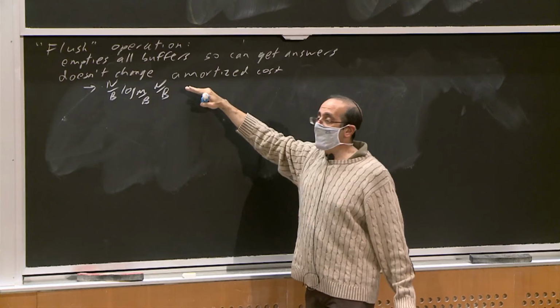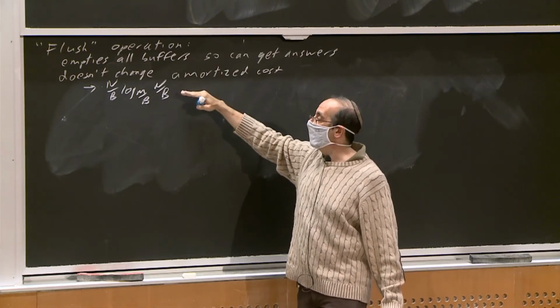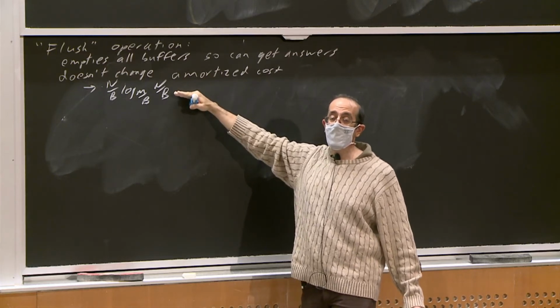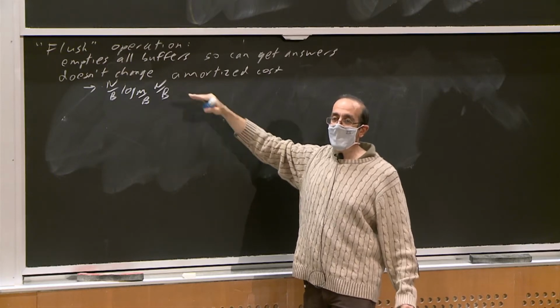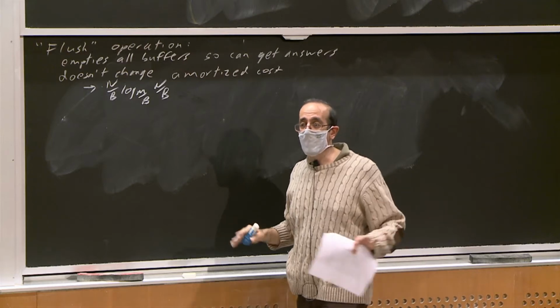Now, it has this cost. The cost of the flush is this, even if you're only flushing one item. The amortized cost of the flush is this, even if you're only flushing one item. So you can't do the flushes very often, but you can use them as kind of a cleanup step to get all of the answers that you've been waiting for.